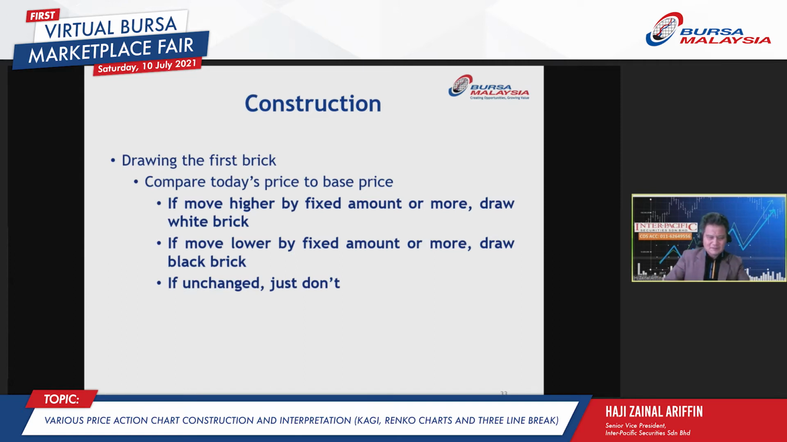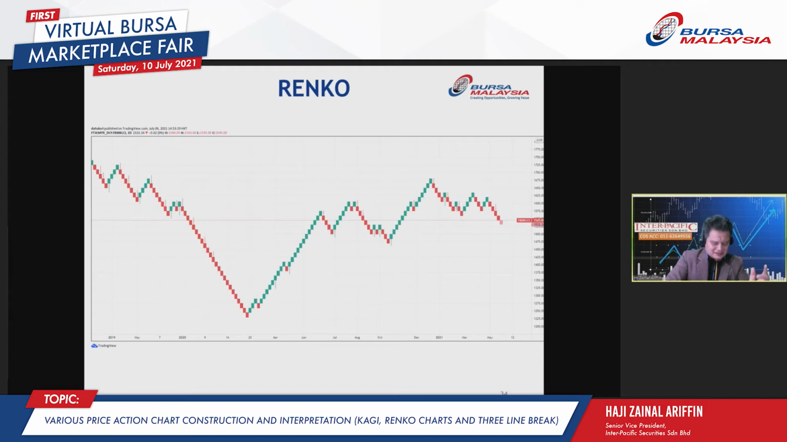Okay, this is how it looks like. This is a Renko. You look at it, there are red bricks and also green bricks. What does it mean? Basically it's very simple. The red bricks tell you that the trend is going down. When there is green, the trend is going up. It's very simple.